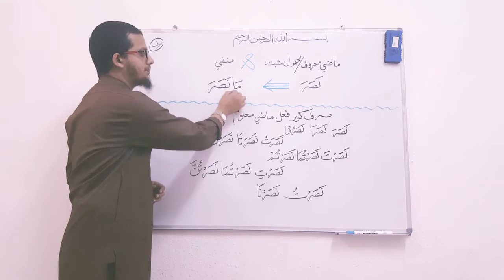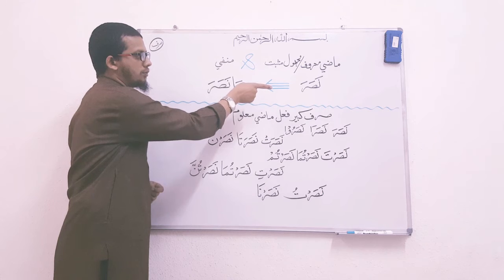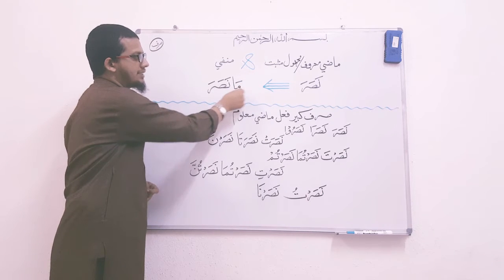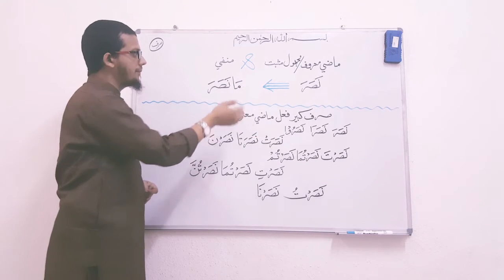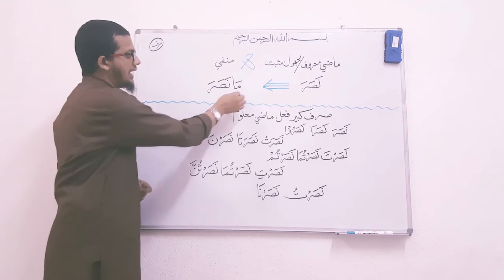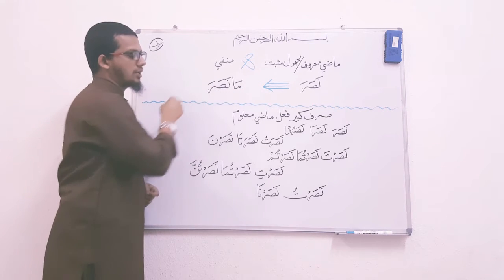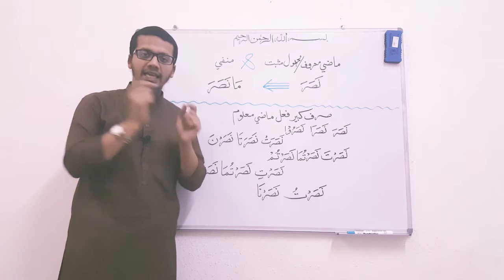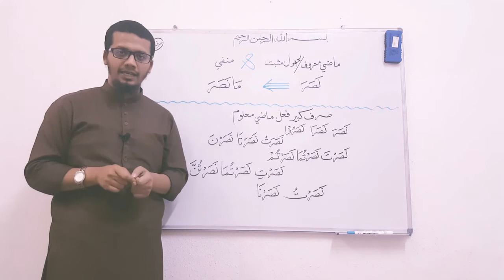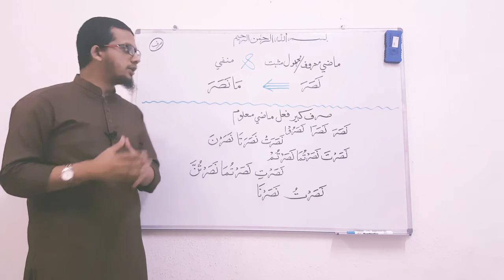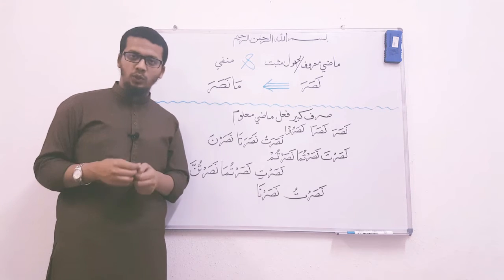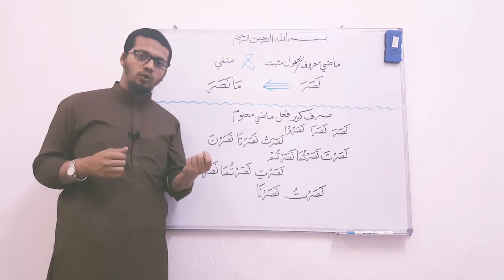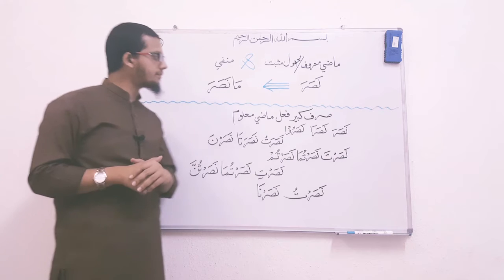We need to add this ma here. So from Nasara, we will add this ma in front of Nasara, before Nasara, and that will become ma Nasara. And ma Nasara means he, one male, did not help. This is the way to make any Madi Maruf or Majhool Musbat into a Madi Maruf or Majhool Manfi.